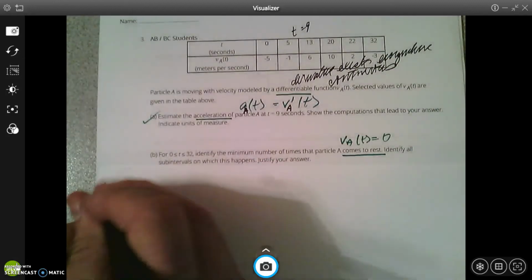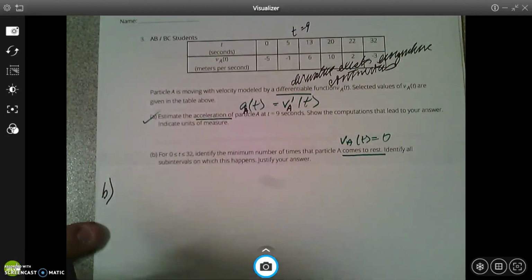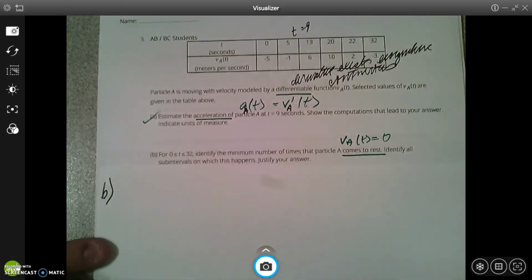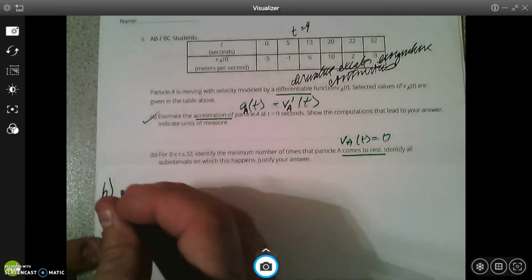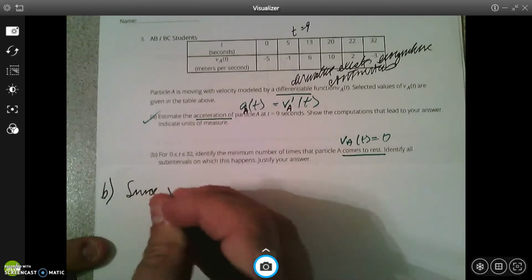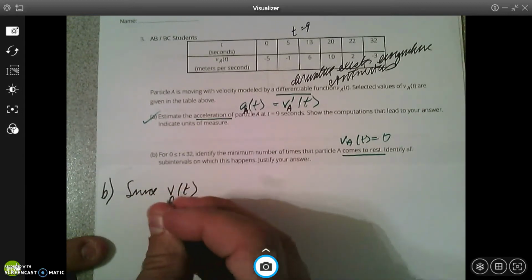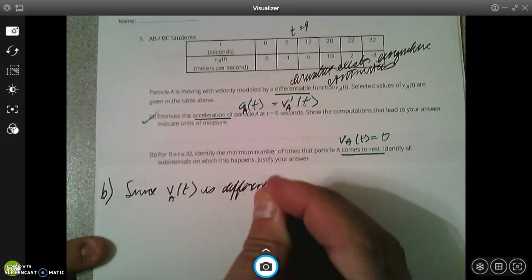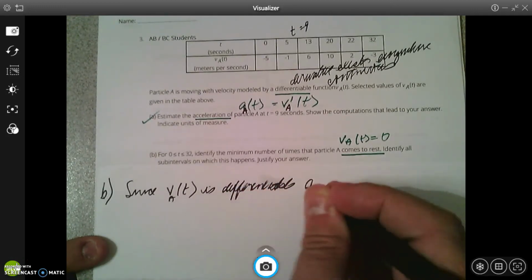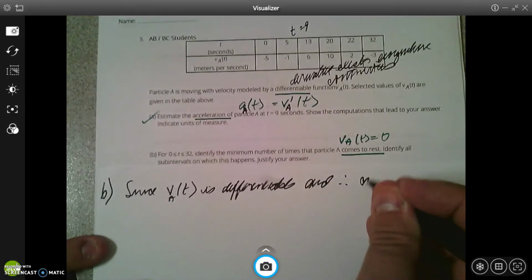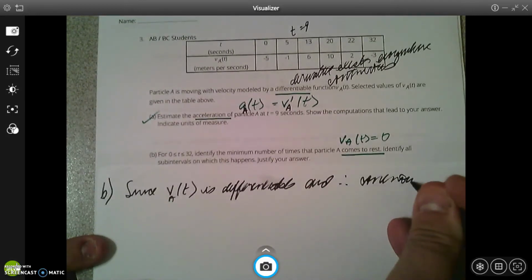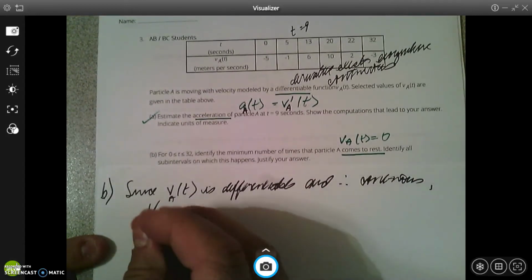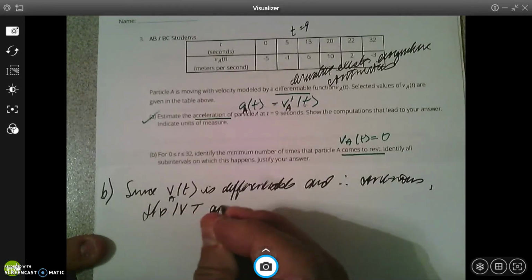So let's write this up. But we want to be careful. If we're going to use the IVT, the function has to be continuous. So be sure to mention that. Since v sub a of t is differentiable and therefore continuous, the IVT applies.